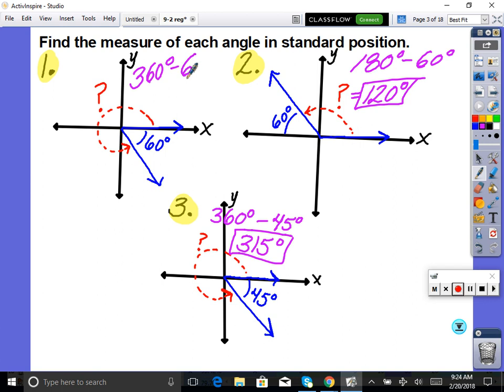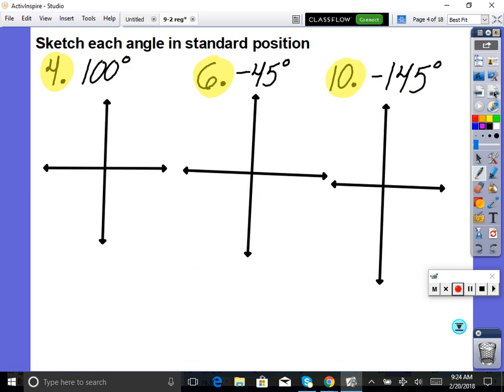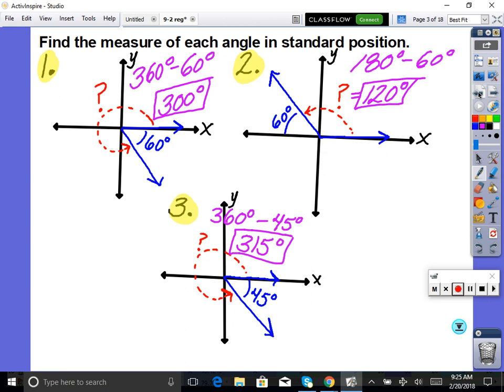360 minus 60 degrees is, you're saying it's how many degrees? Positive 300 degrees. So none of those were negative, or else we would have had our arrow pointing downward. So let's go to number 4. It says, sketch this angle in standard position. Now notice when we were going backwards, they always gave us a hint. So we need to do that.